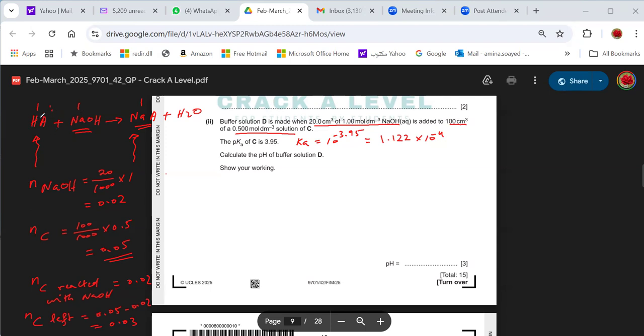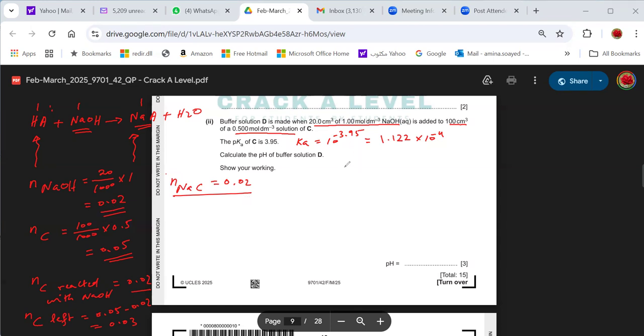So since the mole ratio here is 1 to 1, this means that 0.02 moles of the sodium hydroxide reacted with 0.02 moles from the acid, and what will be left from the acid will be the 0.03. And for the number of moles of the salt, it will be equal to the number of moles of the sodium hydroxide, 0.02, exactly like the number of moles of the sodium hydroxide.